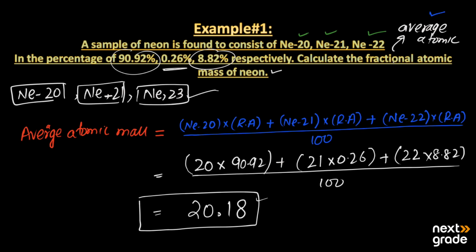I hope you guys understand, and you need to practice the average atomic mass at home with different examples, such as the isotopes of hydrogen and the isotopes of chlorine as well.